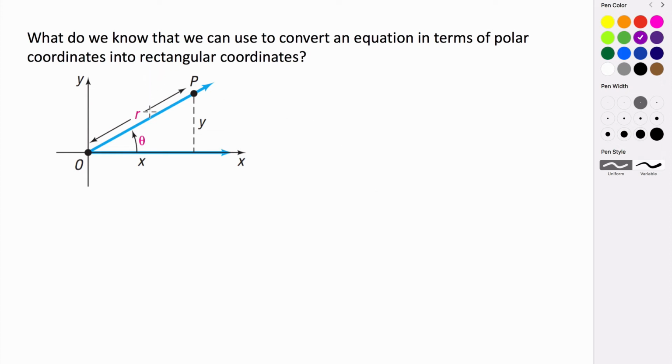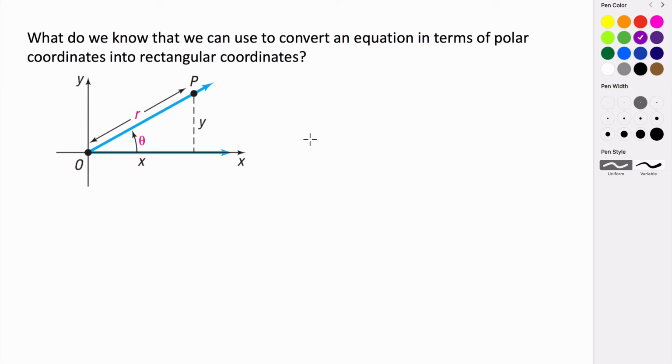Sometimes we're given an equation in polar form and we want to be able to graph it, or we want to know what it behaves like, and we want to change it into a form that we're more comfortable and familiar with. And so we want to change it into rectangular form. Things in terms of x and y, things that we know better.